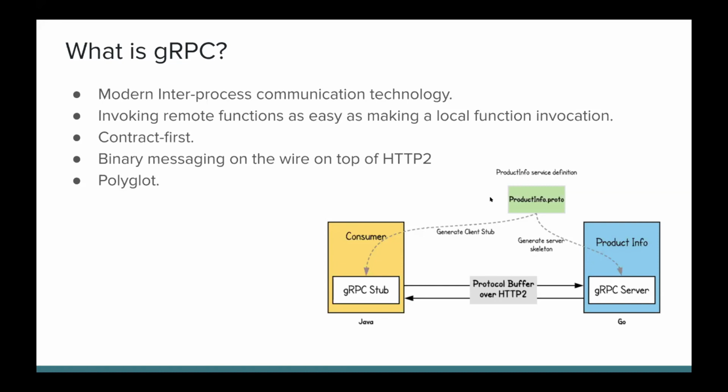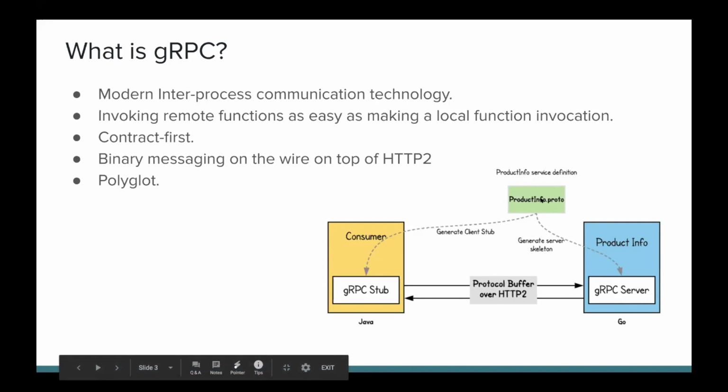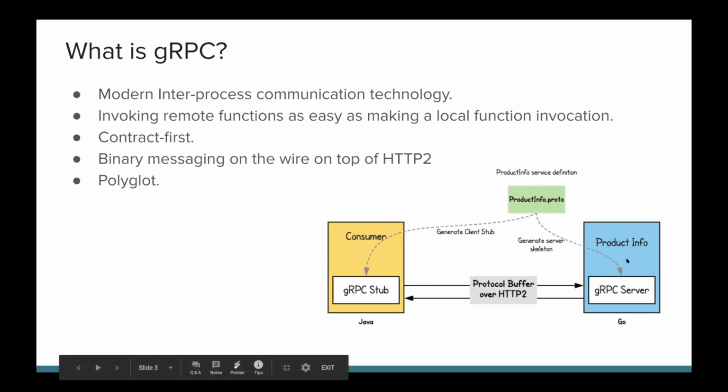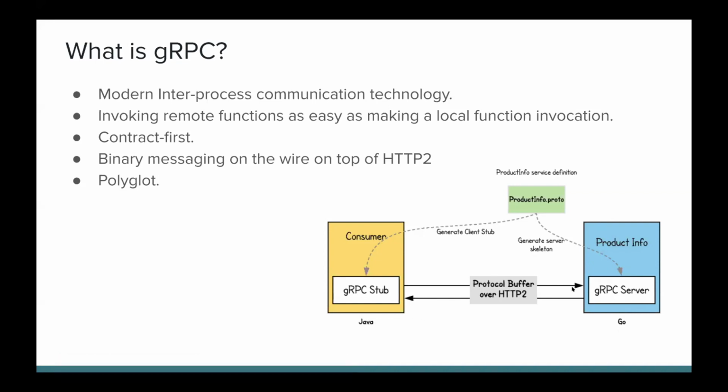So once you have the service definition in place, this is language and framework agnostic. So once you have this service definition in place, you can either generate the server-side code for your microservice or the client-side code for the consumer of that service. So you can generate code based on the language of your choice. gRPC supports a wide range of programming languages. So in this example, I have used Go as the server side and Java as the client side. And over the wire, we use protocol buffers on top of HTTP2.